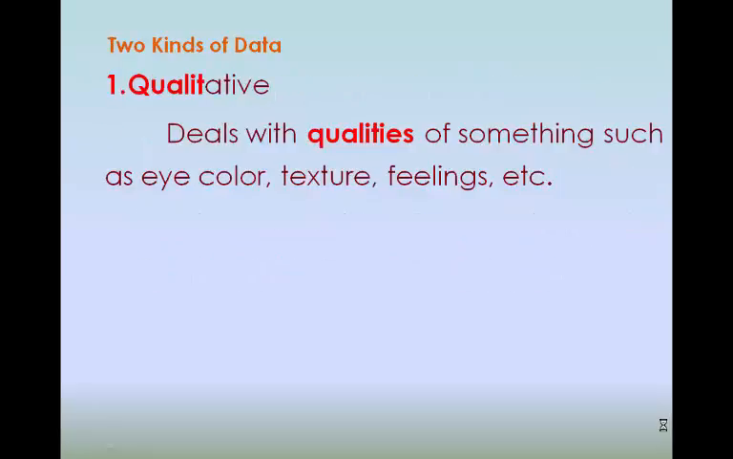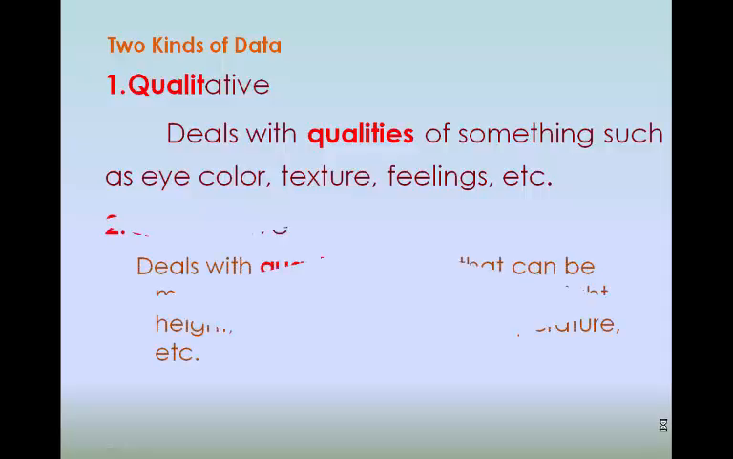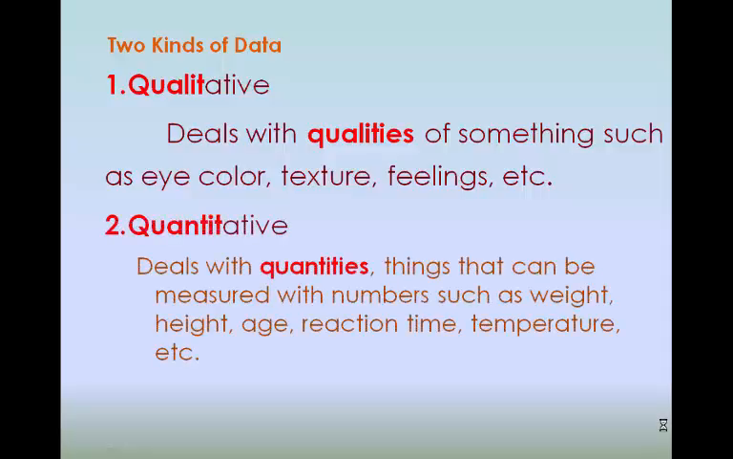First, let's look at 2 different kinds of data. Qualitative data deals with qualities of something such as eye color, texture, or feelings. Quantitative data deals with quantities, things that can be measured with numbers such as weight, height, age, reaction time, temperature, and so forth.